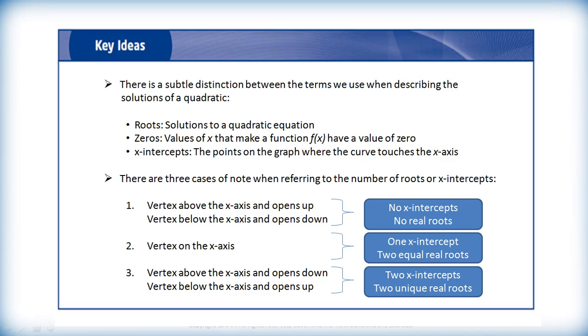Okay? So there's a subtle distinction between all these things. Roots for equations, zeros for functions, x-intercepts for the graph. And we had those special three cases to get the number of x-intercepts. If the vertex is above and we open up, or it's below and we open down, we're not going to get any x-intercepts. If it's on the x-axis, we get one. If it's above and we open down, we get two. If it's below and we open up, we're going to get two. Okay? Understanding is the key for this session.